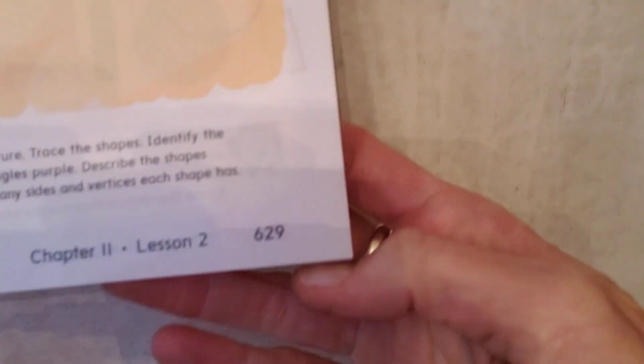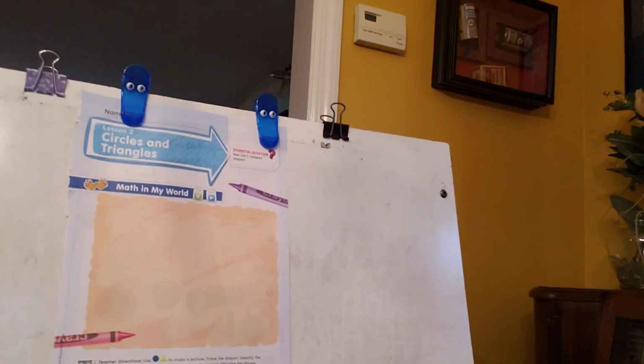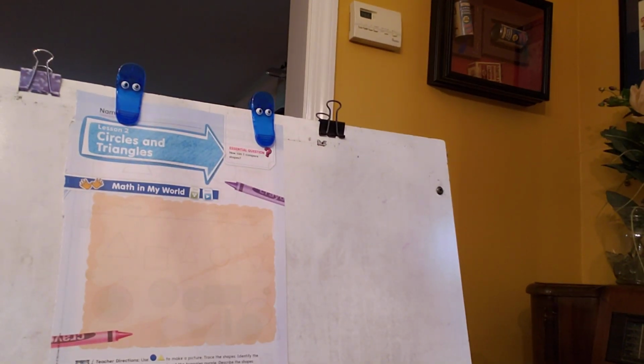Okay, we're going to take a look in our math book, and I'm going to ask you to open up to page 629. You see that there? 629, okay? You can pause while you get it. Now today, we're going to use our circle and our triangle to make something that we see every day in real life.